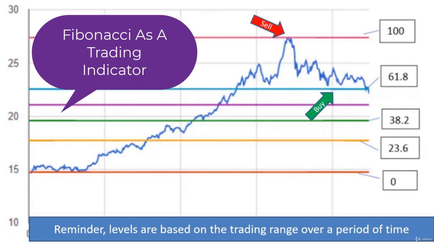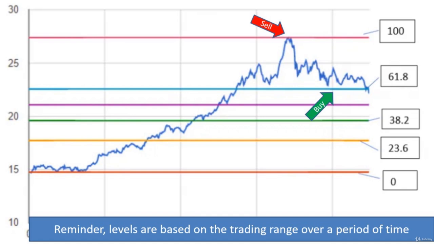On the right-hand side are the actual Fibonacci levels, or some of the Fibonacci levels we're highlighting: 100, 61.8, 38.2, all the way down to 0. And remember, the levels are based on the trading range over a period of time. I can choose that period of time when using trading platform software, where the Fibonacci levels are automatically calculated and overlaid on top of that.